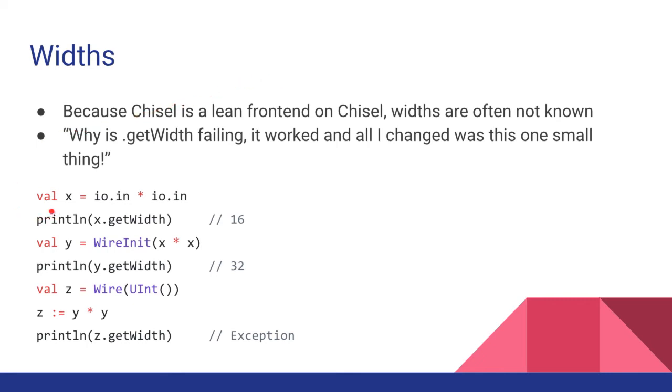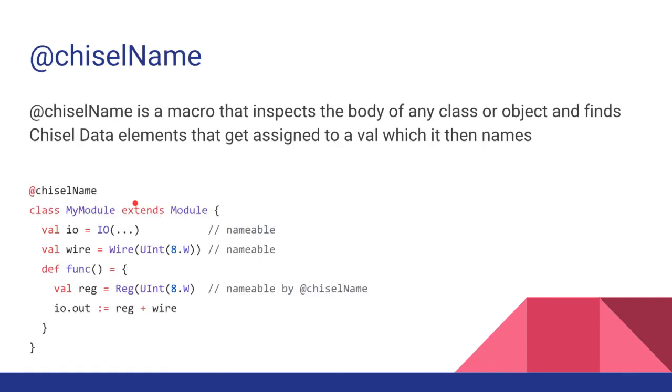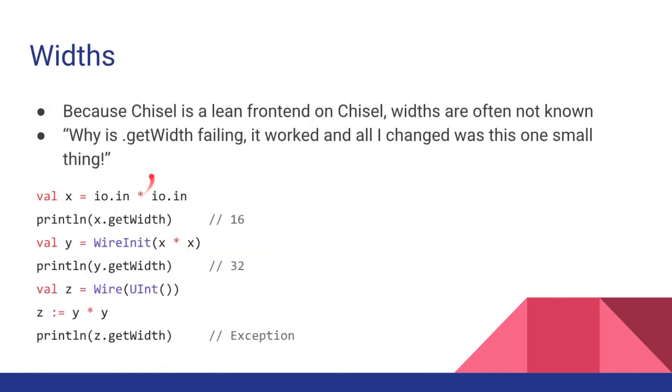So here's some examples. Val x equals io.n. Why did I not define io.n? Okay, that's weird. Let's assume that io.n is an 8-bit UInt.